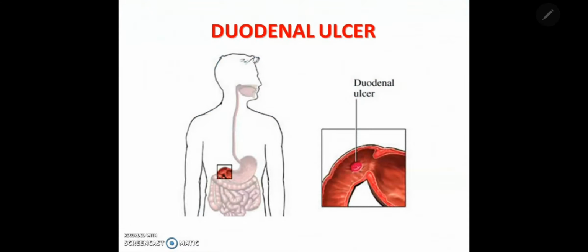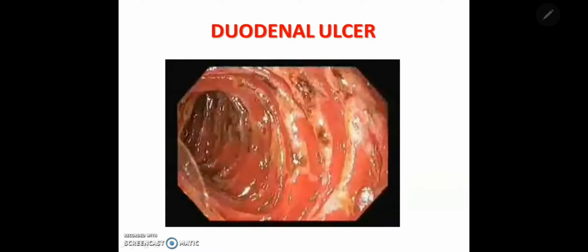The duodenum is also a common site of ulcer, called duodenal ulcer, a kind of peptic ulcer. You can see the proximal part of the duodenum is most commonly involved, and in the endoscopy it will look like this. In the duodenal ulcers you can see the circular folds over there.